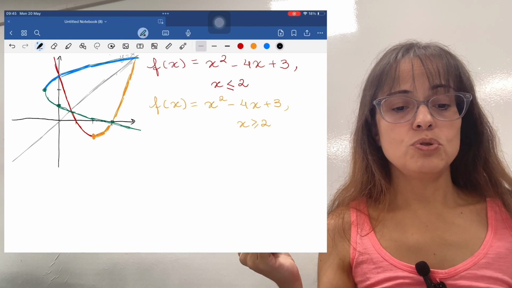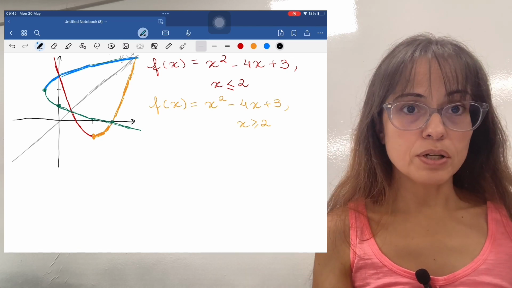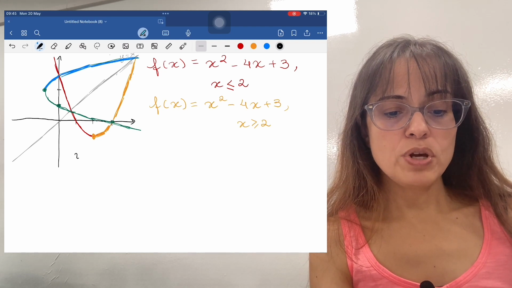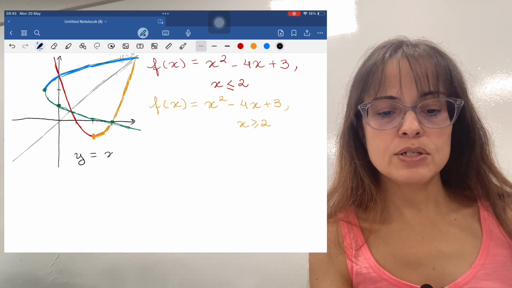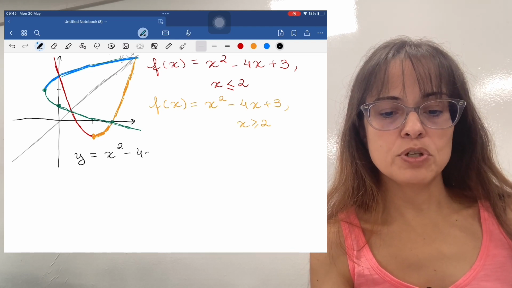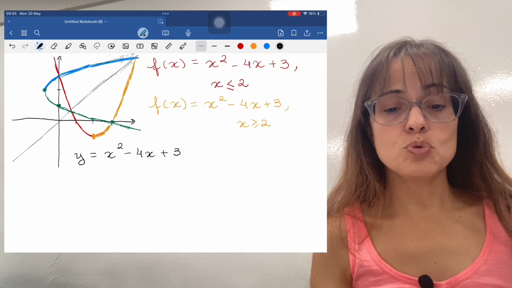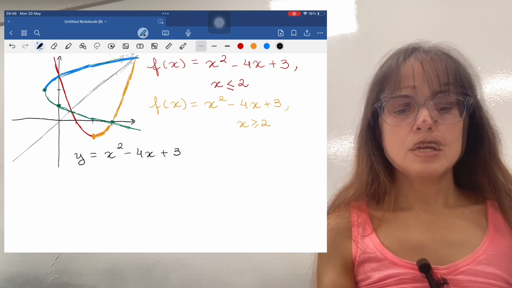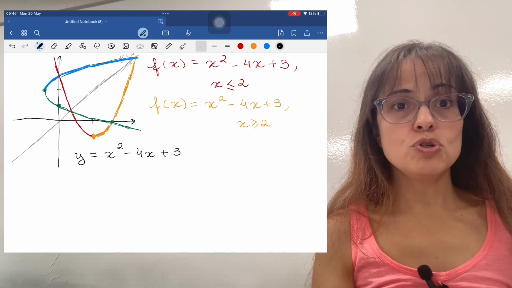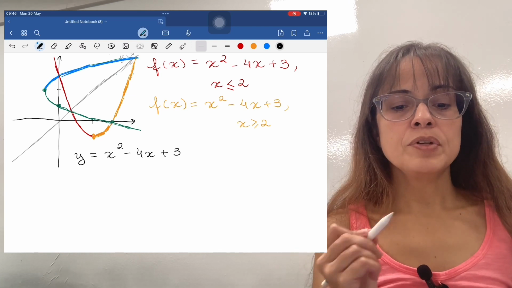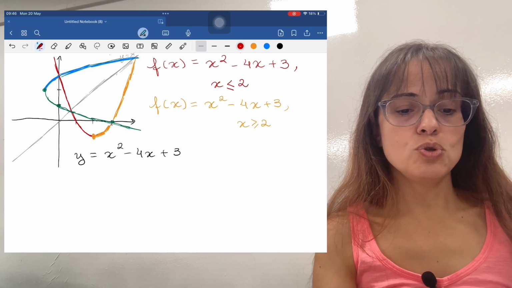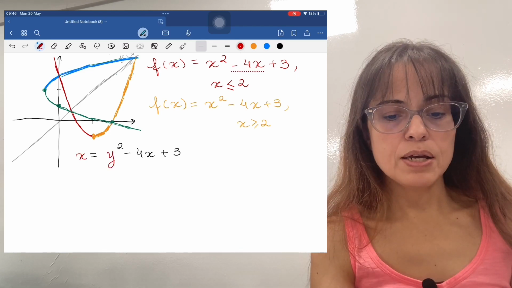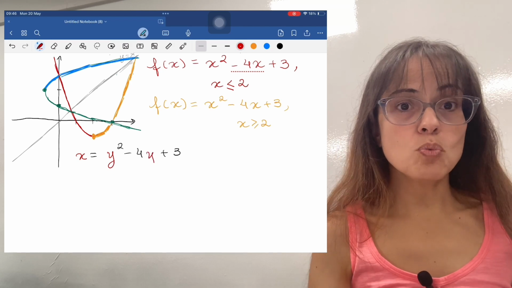Now I want to do the green and the blue one. Let's try to do this in the algebraic way. So we have y equals x squared minus 4x plus 3. In principle, this works for both of the functions. I'm not going to have to do the same calculation twice. But now that I am going to invert algebraically, the next thing that I need to do is to switch this y for an x. This is a y, and this is also a y.